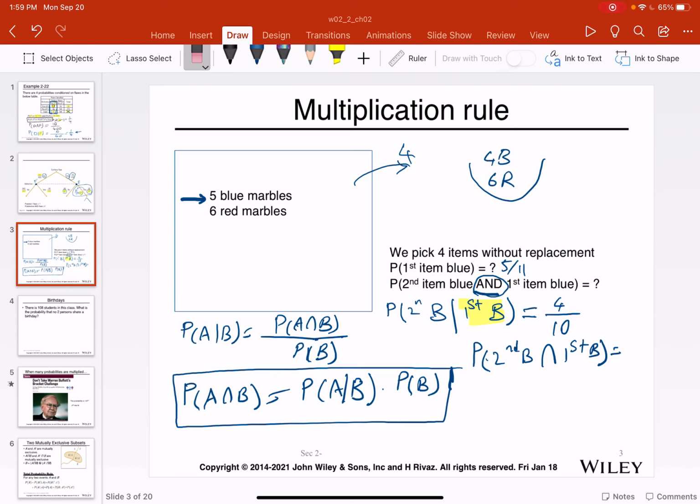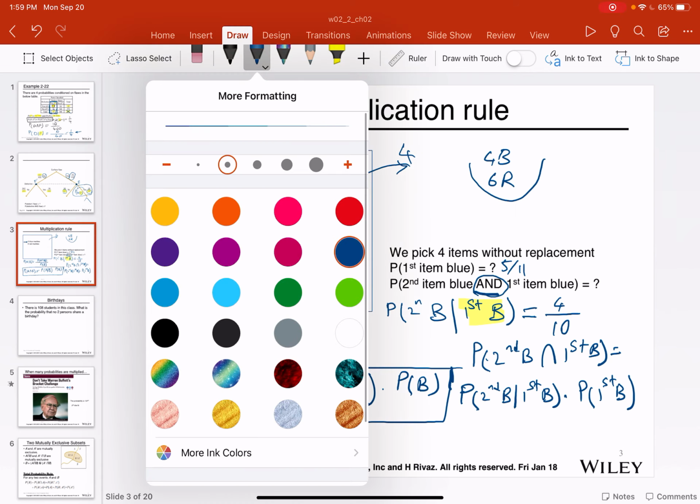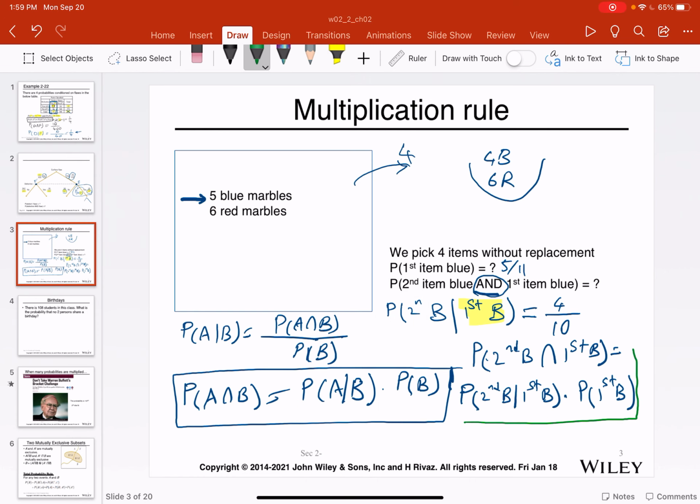So this is going to be P of second blue given first blue times probability of first blue. Let me just put a box around this. So probability of second blue and first blue is equal to probability of second blue given first blue times probability of first blue. And I have calculated both of these up here.